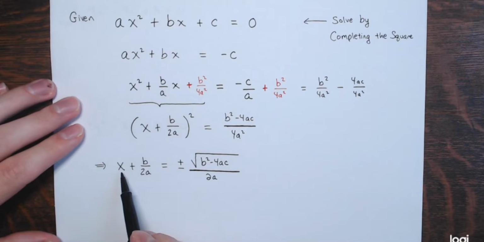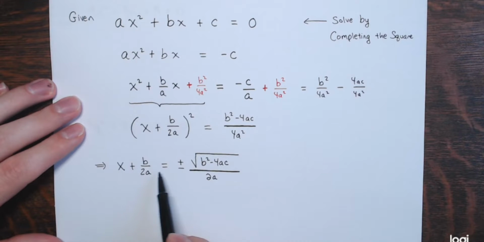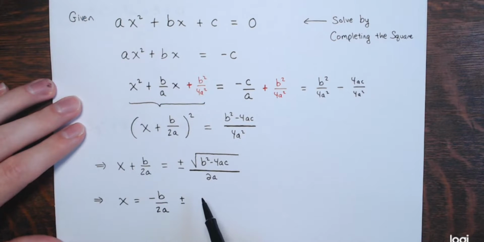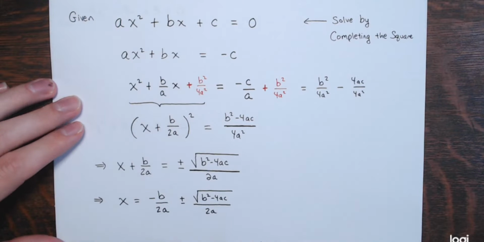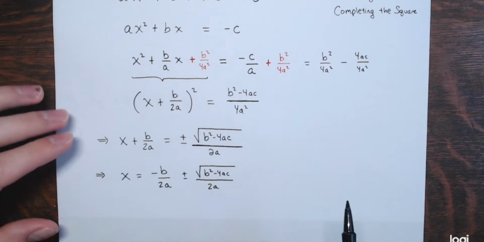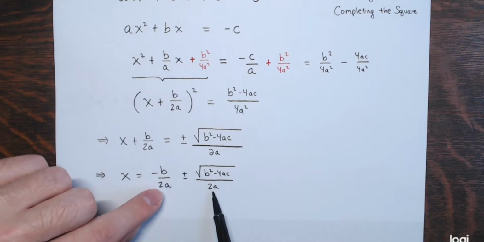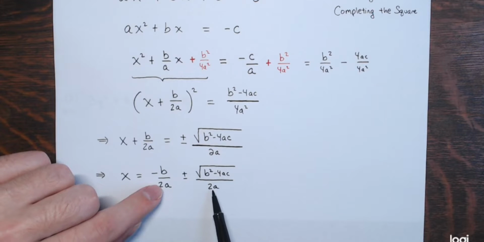And then finally, to get x alone, find the solutions. I'd subtract b over 2a. Right, so x is equal to negative b over 2a plus or minus, right? One with the plus, one with the minus. This is technically two solutions here. And then the square root of b squared minus 4ac, and then all that divided by 2a. And then we can put these together because they have the same denominator, right? They both have a denominator of 2a.